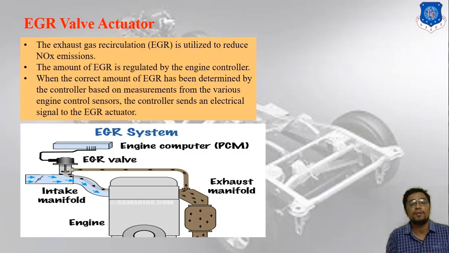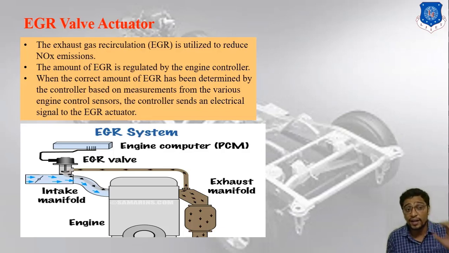Because ultimately environmental pollution plays a very important role. Right now we are focusing on electric vehicles, but if we reduce the NOx emission, it is very helpful to our environment. Second, the amount of EGR is regulated by the engine controller. Third, when the correct amount of exhaust gas recirculation has been determined by the controller based on measurements from the various engine control sensors, the controller sends an electrical signal to the EGR actuator. So this is the concept of the EGR valve actuator.